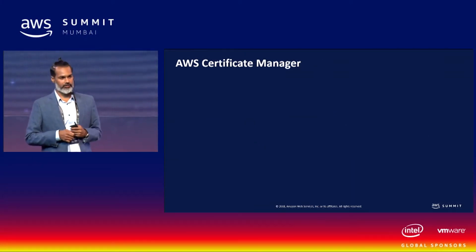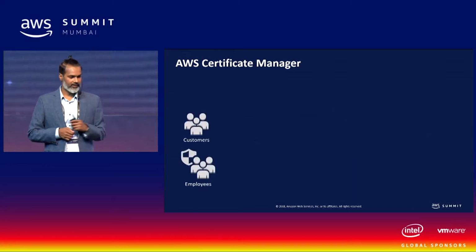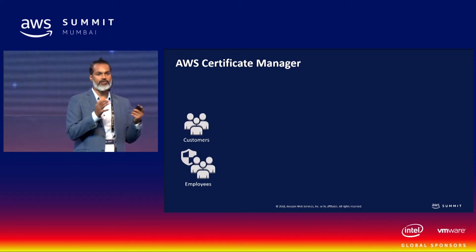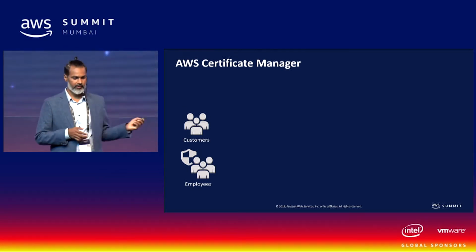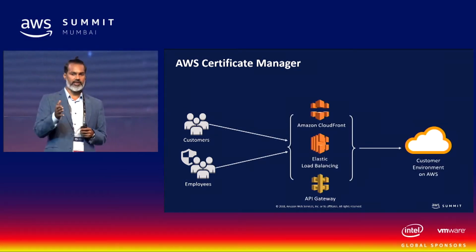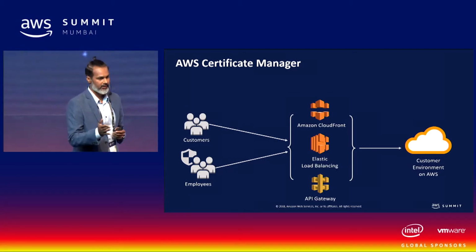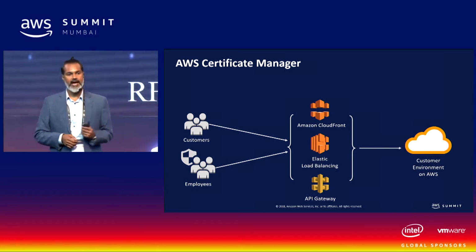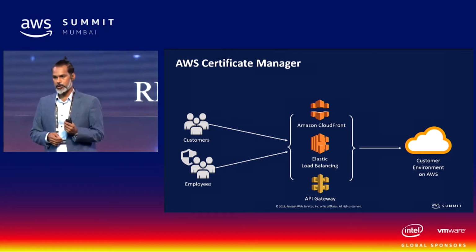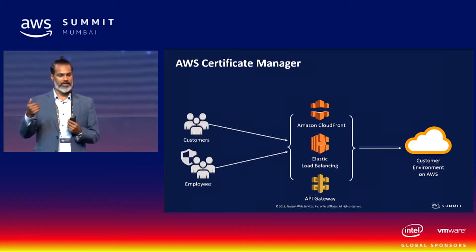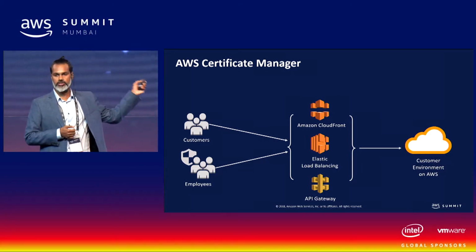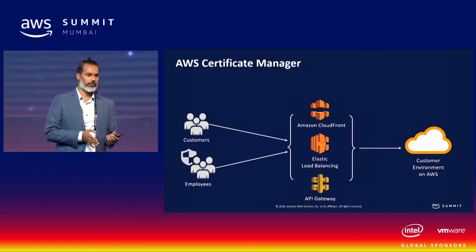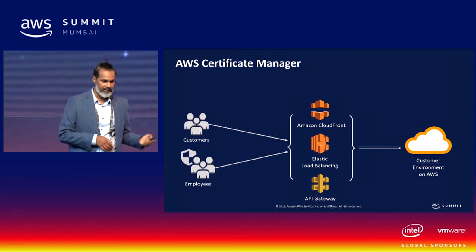The Certificate Manager. What we have are users and customers who are interacting with our application. They interact at the boundary. The boundary is where we have CloudFront, where we have Elastic Load Balancer, or the API gateway. These are the entry points for any application that you're running on AWS. So they connect in the back end to your AWS environment. So the landing zone is at the border, which is CloudFront, Elastic Load Balancer, or API gateway.